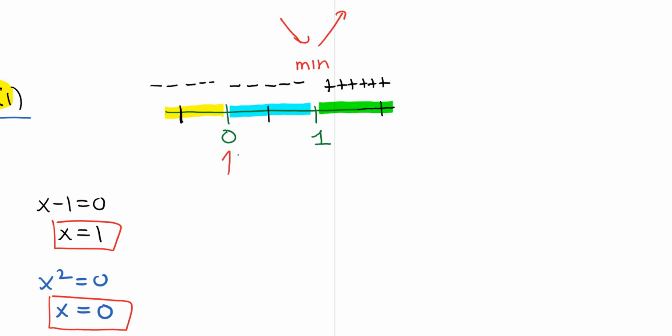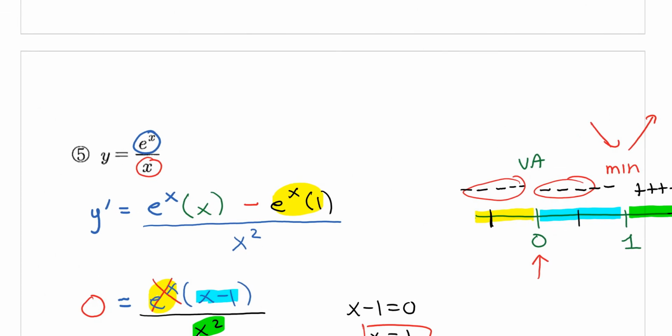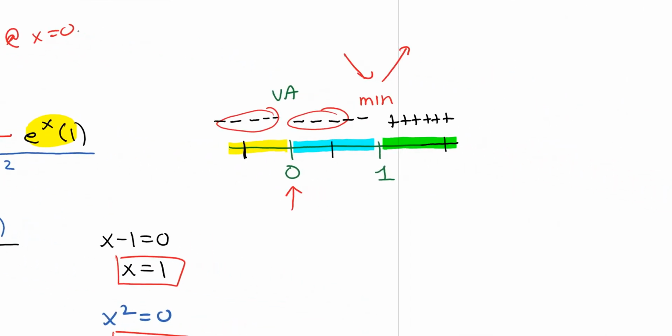And over here at x equals 0, I go from a negative to a negative, so that's not a max or a min. Actually, this is going to be a vertical asymptote because if I go back to the original problem, this is the original problem right here. We do have a vertical asymptote at x equals 0, so we can just put that on the number line right here. The VA is right there.